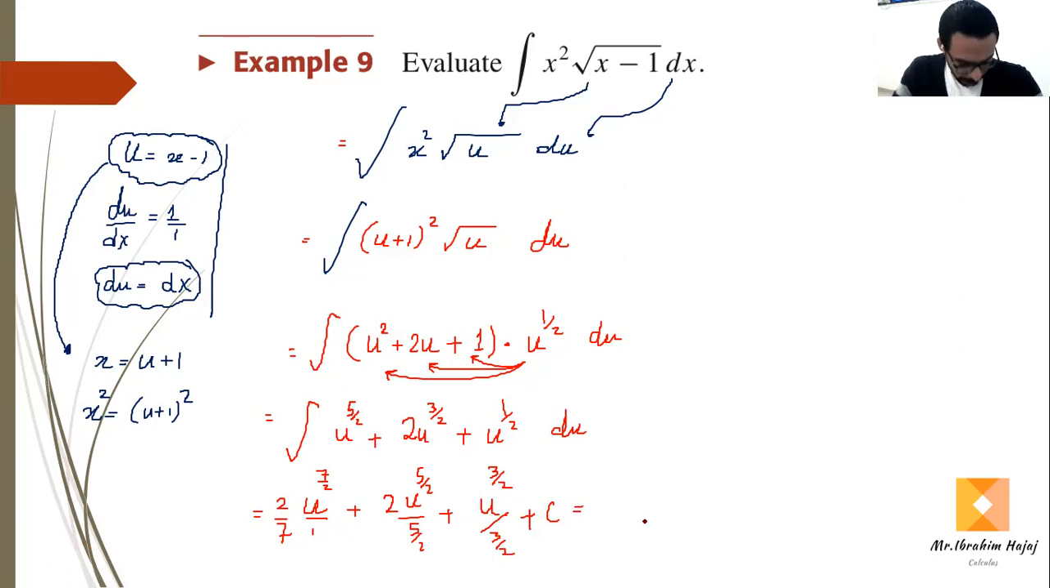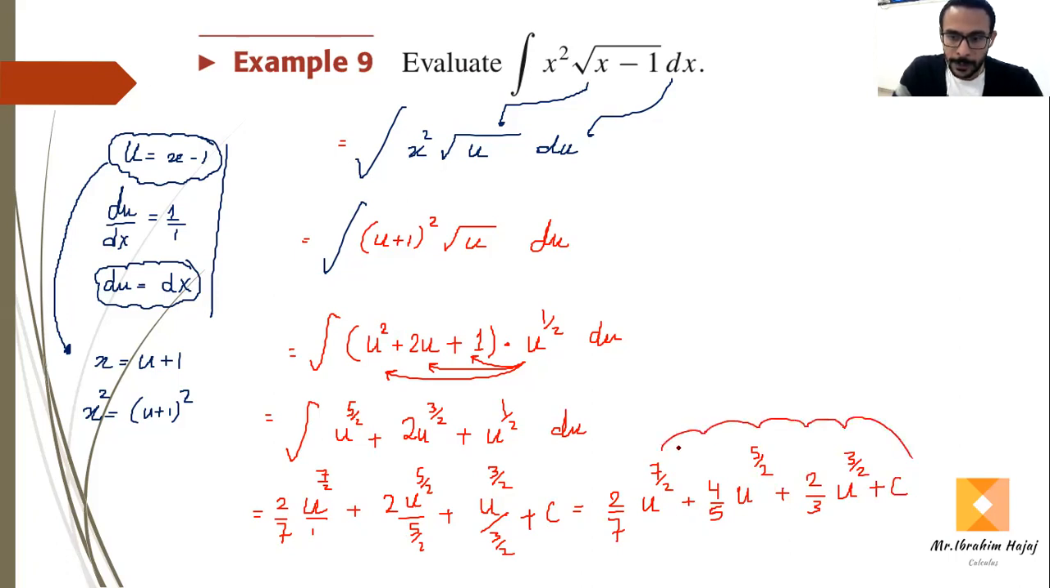2 over 7 u to the power of 7 over 2, plus 4 over 5 u to the power of 5 over 2, plus 2 over 3 u to the power of 3 over 2, plus c.